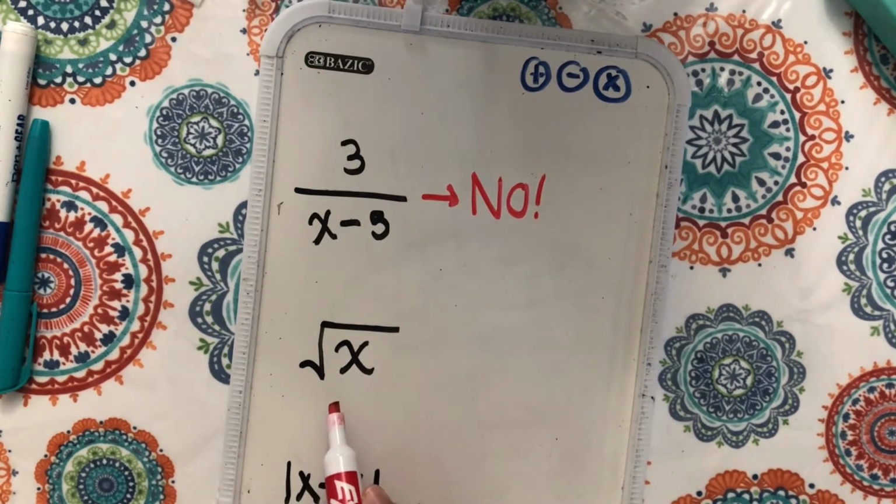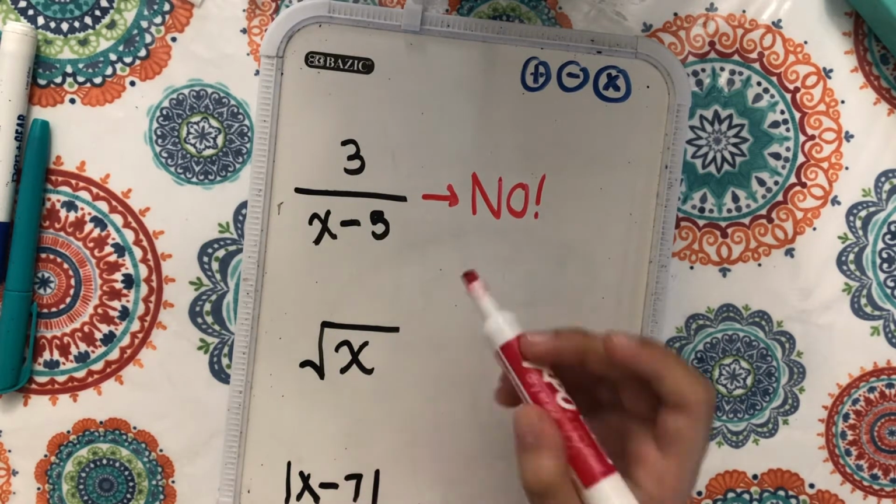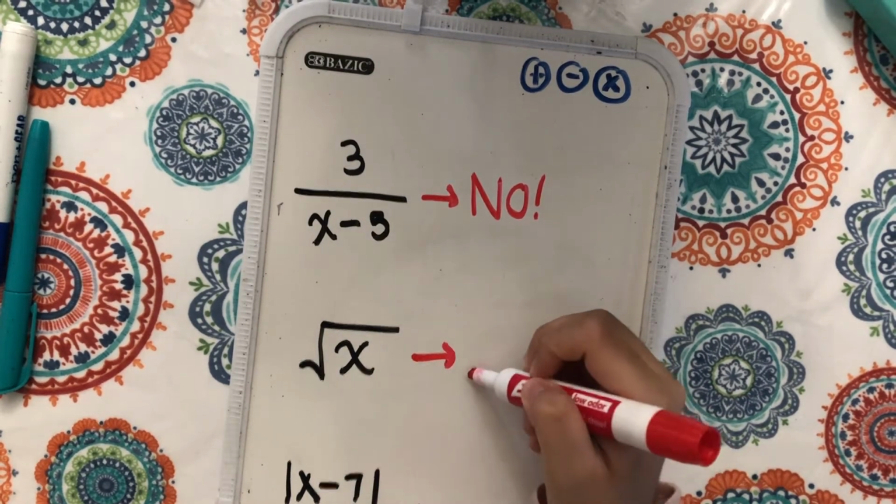Over here, we have the square root being taken of x, but polynomials in the definition do not allow the square root to be taken. So therefore, this is not a polynomial.